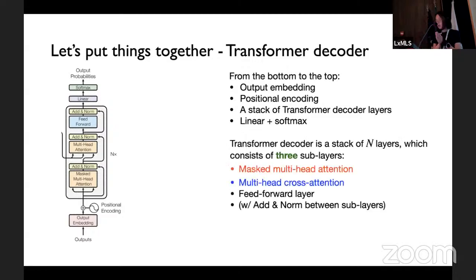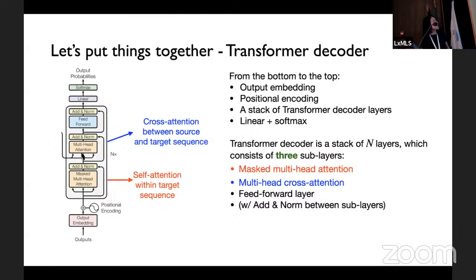But the transformer decoder stack is different from the transformer encoder stack. It actually has three sublayers, and I want to emphasize that this is important. The first is called masked multi-head attention, which is self-attention within the target sequence. I haven't talked about this yet, and I will talk about it in the next slide.